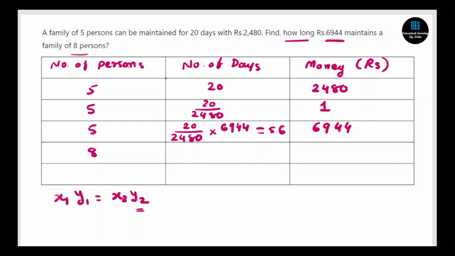I have to divide by x2. So basically 56 into 5, because these are x1 y1 for us, divided by x2, which is 8, gives 35. So my final answer is 35 days. How long means 35 days: this much money will last for a family of 8 persons. So write your final statement here. Perfect.